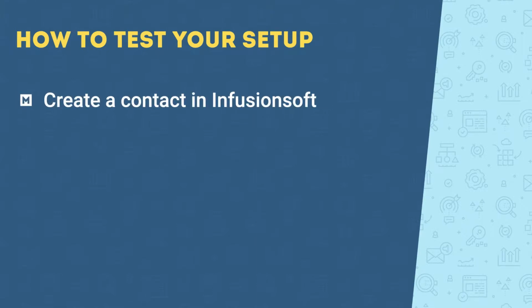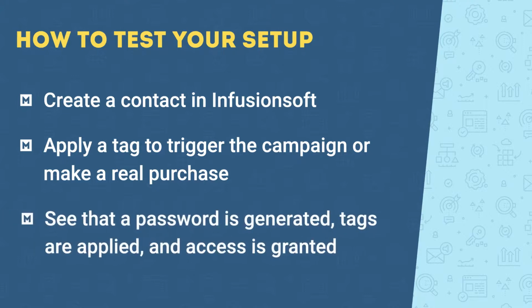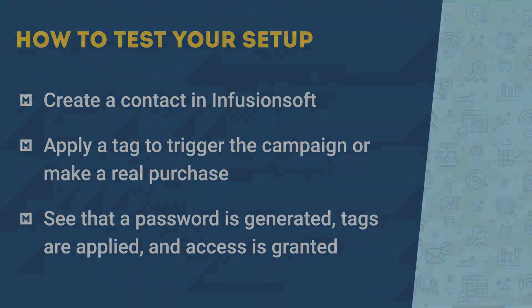So the first thing is you're going to create a contact in Infusionsoft. You're going to apply a tag to trigger the campaign, or you can even make a real purchase if you want to really test it with a real card. That's up to you. And then you're going to, one, check that a password's generated, make sure that your tags are applied, and then make sure that the actual access to your course is granted. So let me walk you through that right now.